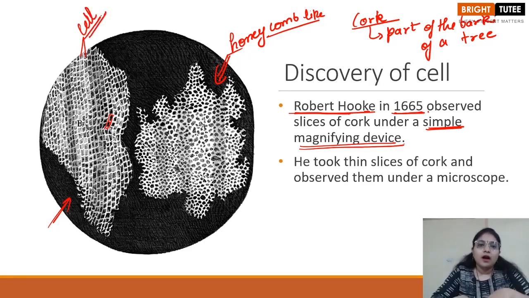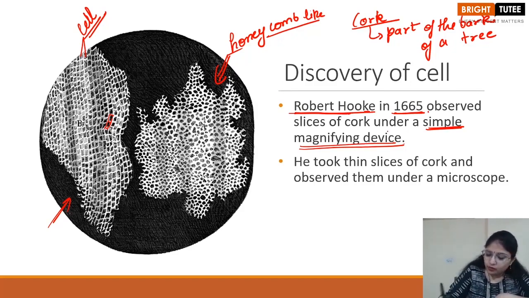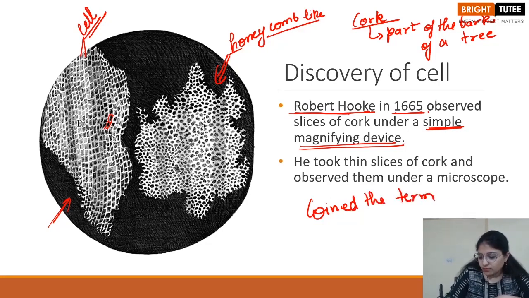So this partition or these boxes he called cells, right? Because these were compartment-like structures, they were basically room-like structures. That's the reason why he coined the term cell. So Robert Hooke not only discovered the cell, but he also coined the term cell. Why did he coin this term?